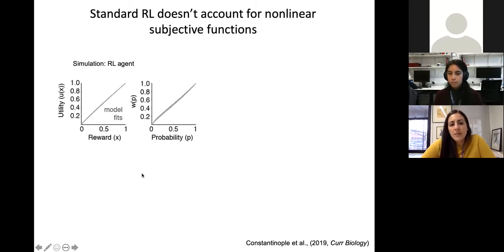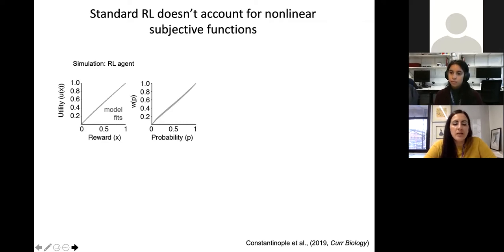And so just to make that point directly, we simulated the choices of a Q learning agent on our gambling tests that I described. And then we fit the prospect theory model to the agent's data. And sure enough, this is really just a demonstration, right? But we recovered linear utility and probability weighting functions, which are not consistent with the animal's behavior.